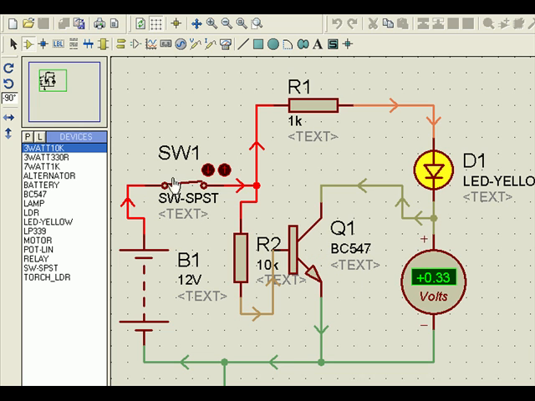Now when I apply the power, the first current flows this way, this way, this way. That means the base to emitter, the current flows. This is an NPN transistor, and in an NPN transistor the current has to flow from base to emitter for the collector to emitter to get switched on like a switch.